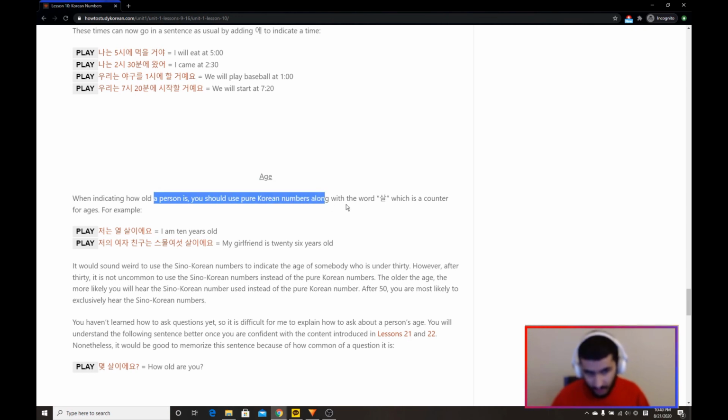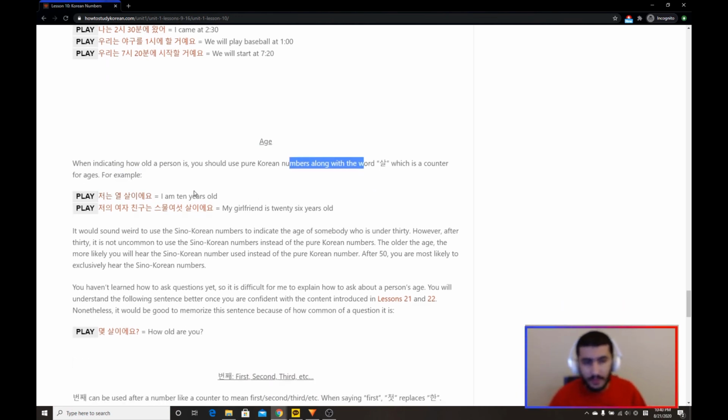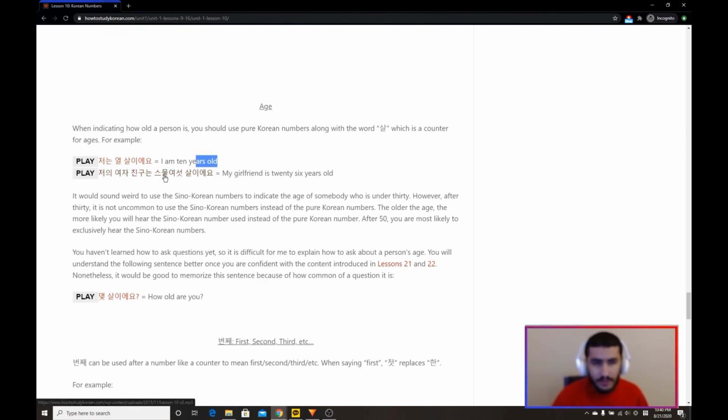When indicating how old a person is, you should use pure Korean numbers. We talked about this. So 열 would be used instead of 10. So 저는 10살이에요. I'm 10 years old. 저의 여자친구는 26살이에요. My girlfriend is 26 years old. Now Korean age is different than American age, but I'll keep that for later.